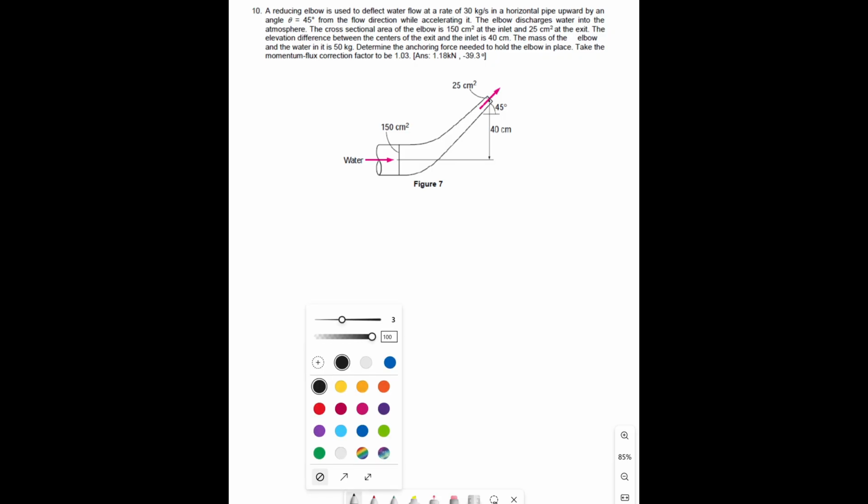The cross-sectional area of the elbow is 150 cm² at the inlet and 25 cm² at the exit. The elevation difference between the center of the exit and the inlet is 40 cm. The mass of the elbow and the water is 50 kg. Determine the anchoring force needed to hold the elbow in place. Take the momentum flux correction factor to be 1.03.